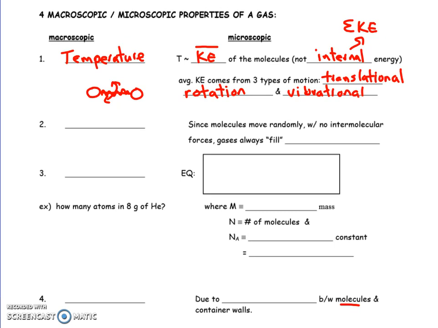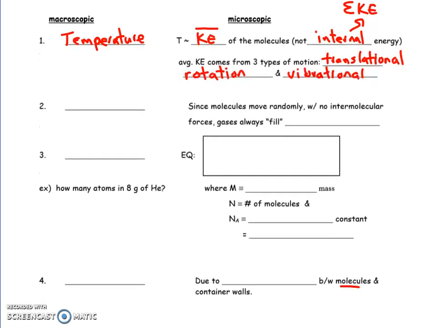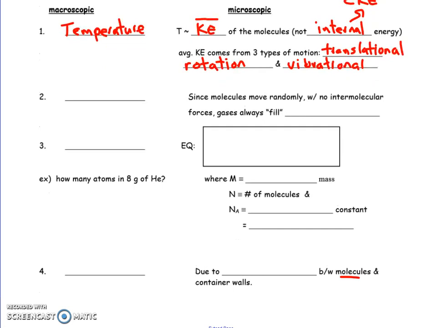Okay, but by and large, our analysis is going to focus on just the translational, because that's the easiest way to approach it, and then you can always make it more complex later on. All right, second macroscopic property that makes sense is volume.